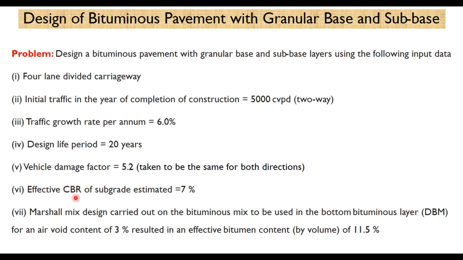Effective CBR of subgrade is estimated at 7%. And Marshall mix design is carried out for the bottom bituminous layer for air voids of 3% and resulted in an effective bitumen content by volume of 11.5%. Now these are required to calculate the values of C and M in the fatigue equation.